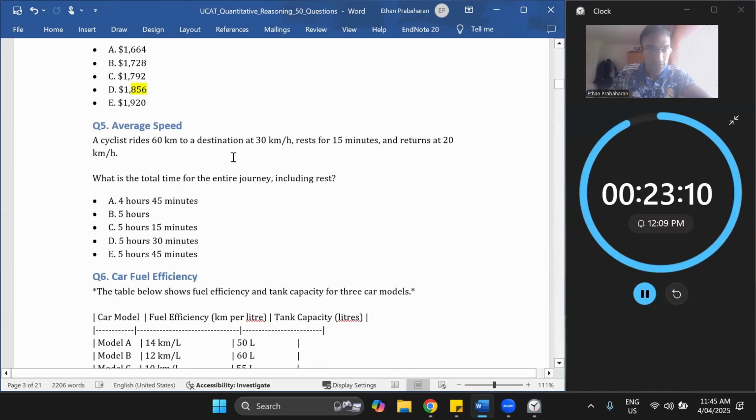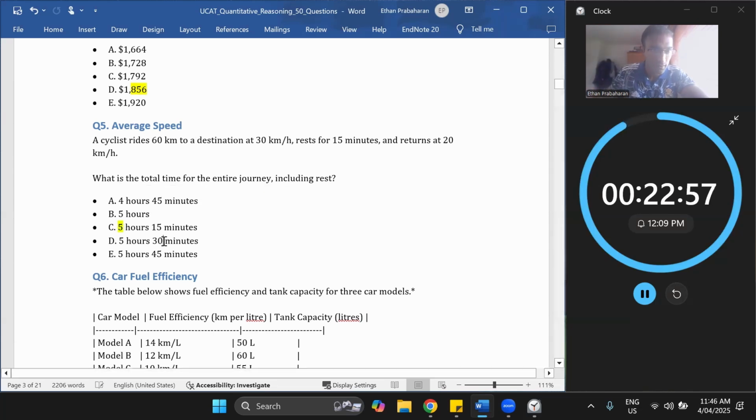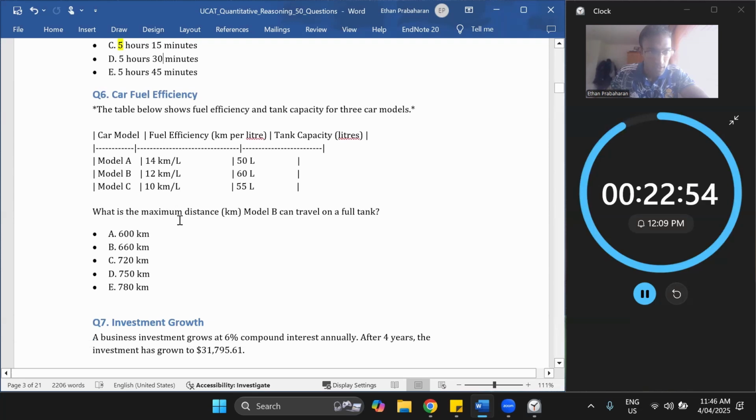Total time, including rest. So for 60 kilometers at 30 kilometers an hour, would take 2 hours. Then to return would take 3 hours. So it's 5 hours and 15 minutes. C. Maximum distance Model B can travel on a full tank. This table. Okay, we're looking at Model B, 12 kilometers per liter, 60 liters. So it's 12 times 60, which is 720.